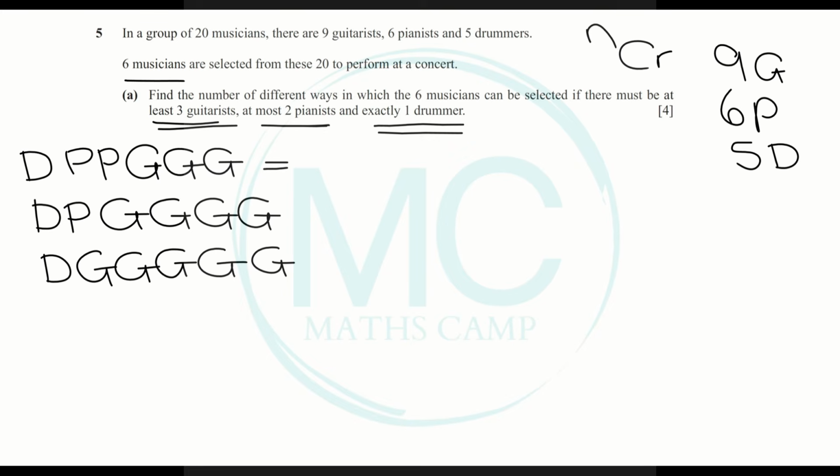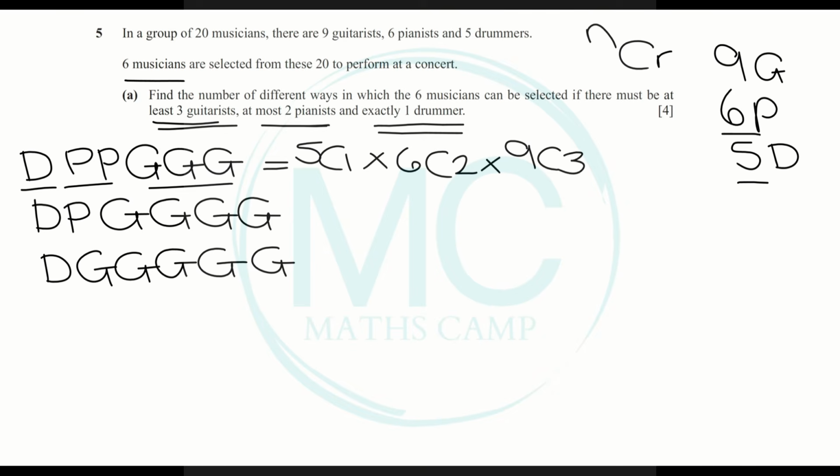In our first group, we have 1 drummer out of a total of 5. So this becomes 5C1. And, so we multiply, 2 pianists out of a total of 6. So this becomes 6C2. And 3 guitarists out of a total of 9. So 9C3. Now let's consider our second group.